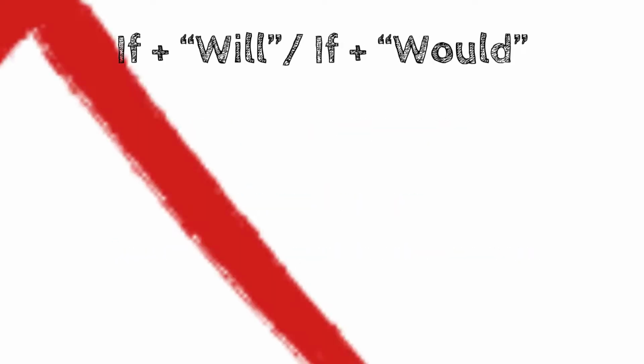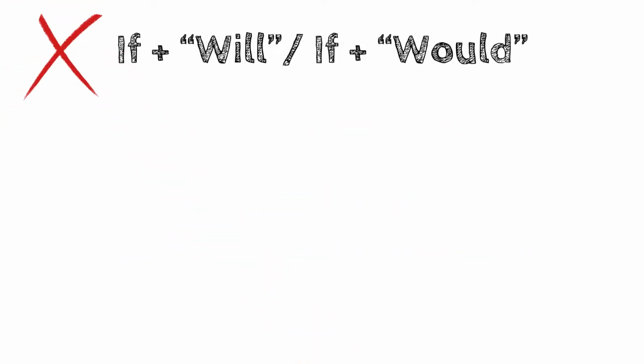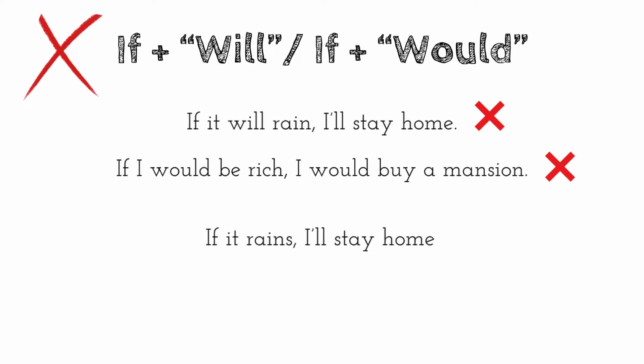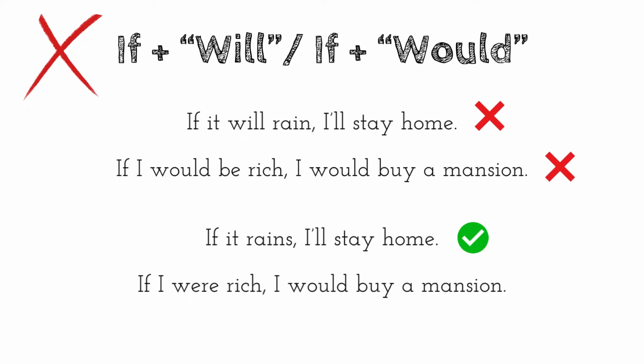Don't use will or would in the if part of the sentence. For example, it's wrong to say, if it will rain, I'll stay home. If I would be rich, I would buy a mansion. Instead, say, if it rains, I'll stay home. If I were rich, I would buy a mansion.